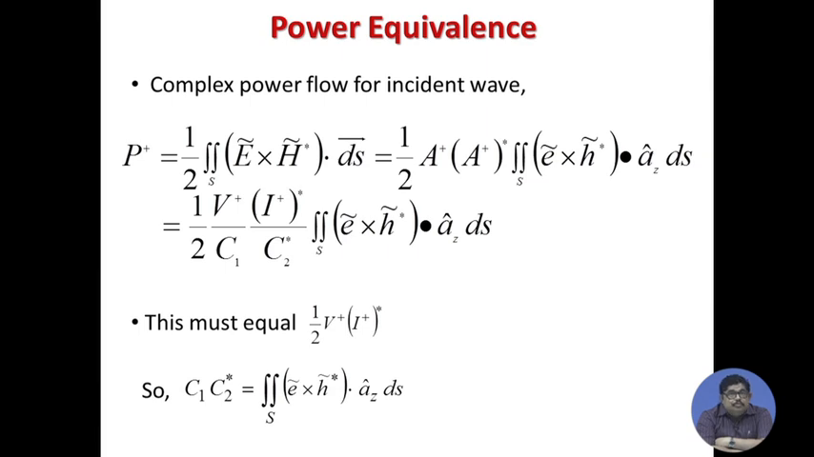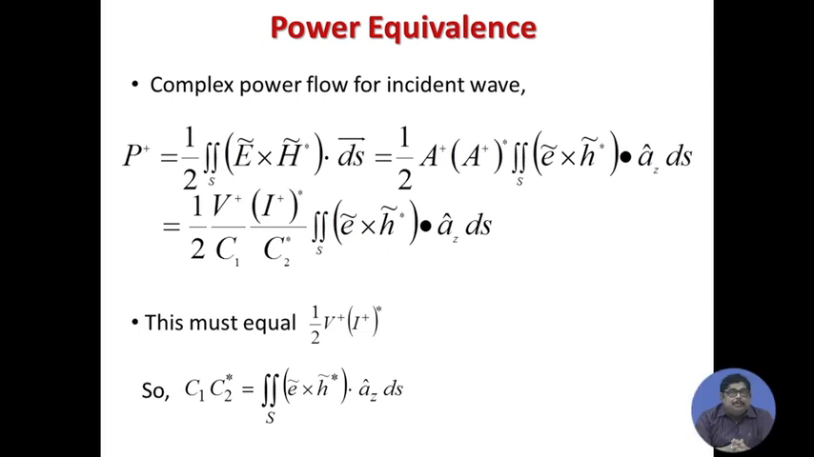So, if we assume time harmonic fields, that is, sinusoidal fields, which are one form of time harmonic field, e to the power j omega t, then we can also define an average power flow. Now, the incident power flow, we know, can be expressed as the Poynting vector, a surface integration of the Poynting vector.